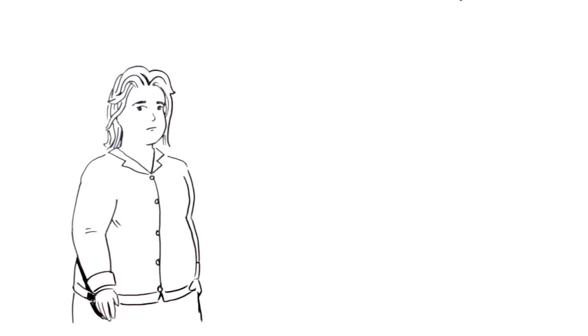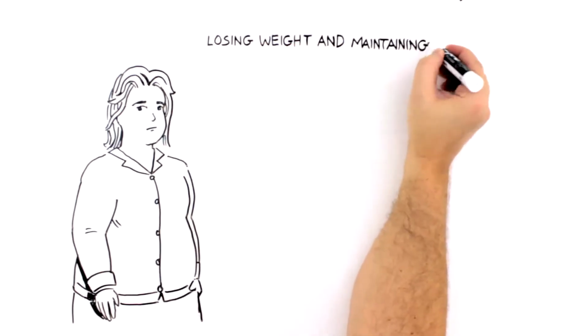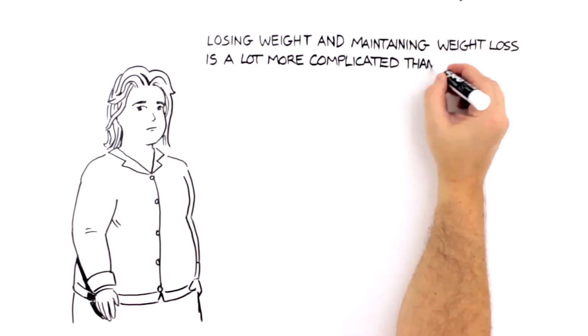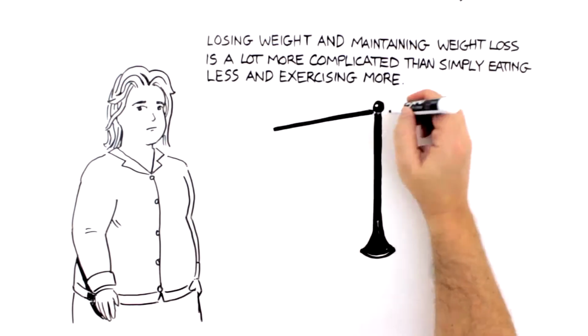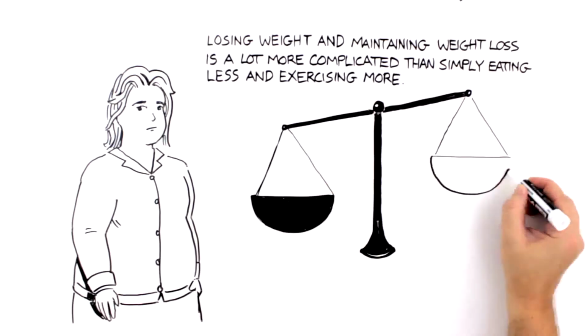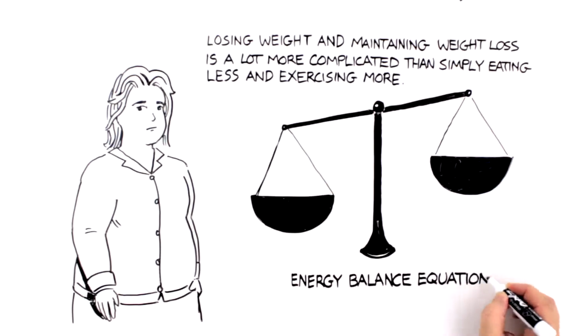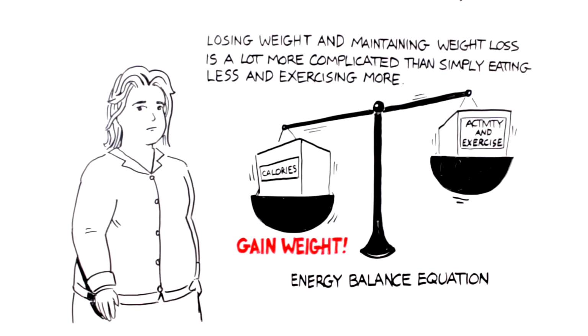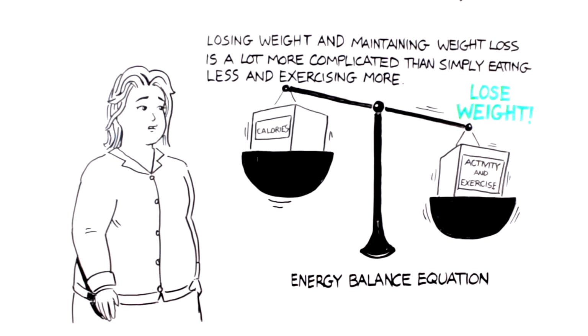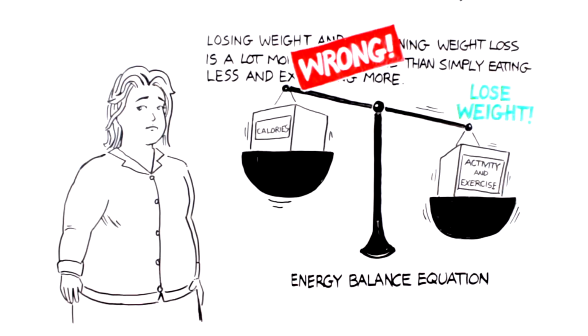What Amanda didn't know is losing weight and maintaining weight loss is a lot more complicated than simply eating less and exercising more. Historically, people have believed that body weight is determined by the energy balance equation. If you consume more calories than you burn, you gain weight. If you burn more than you consume, you lose weight. We view obesity as a lifestyle choice, and the cure for it is simple: eat less and exercise more. This assumption may sound logical, but it can be wrong.